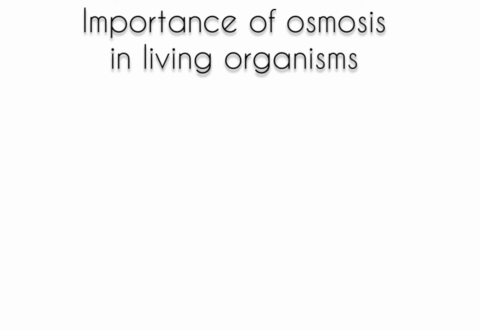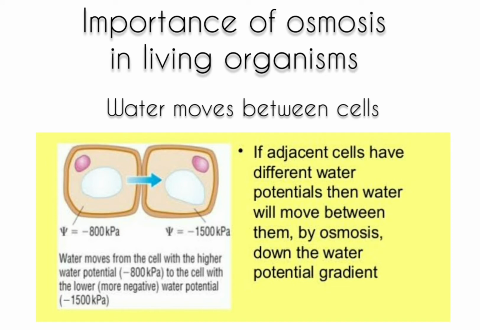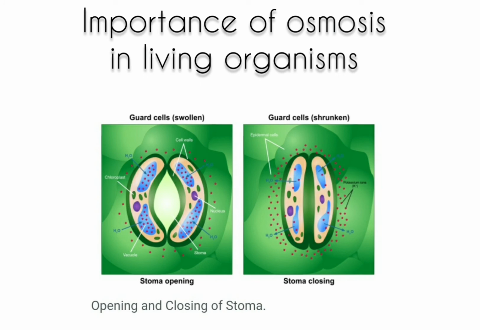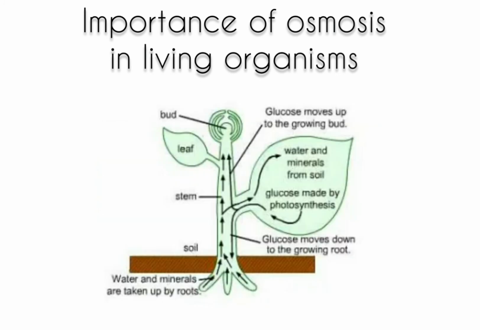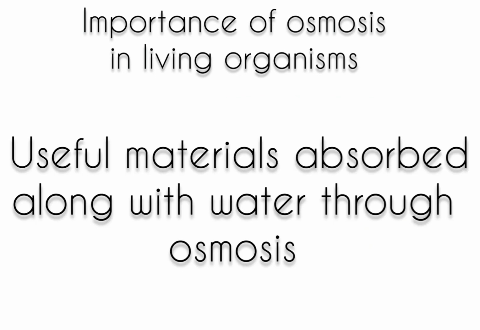What is the importance of osmosis to living organisms? Let us see a few points. Water enters the roots through osmosis. Water moves between the cells through osmosis. It helps in opening and closing of stomata. Osmosis brings about movement of water and minerals to certain plants. In our body, waste materials are filtered by the process of osmosis. Useful materials are absorbed along with water through osmosis.